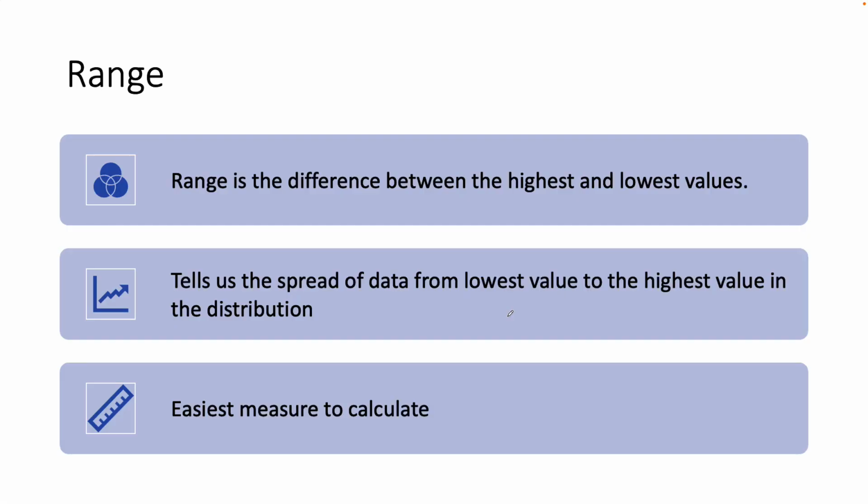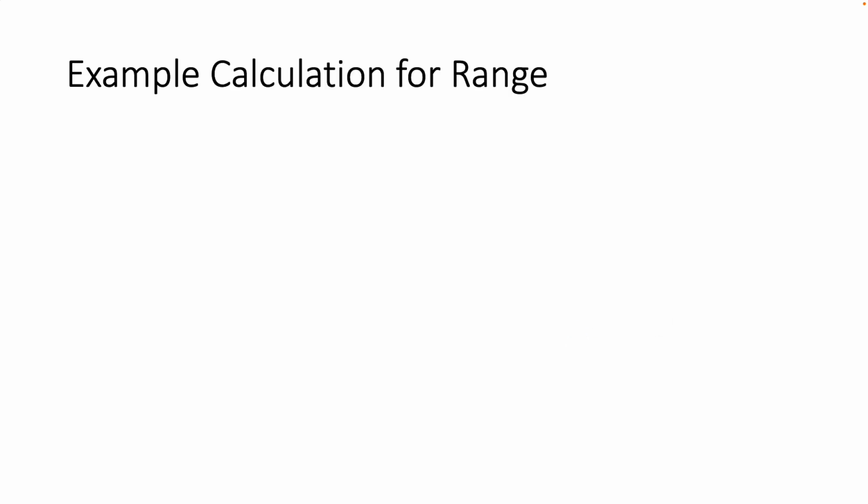Now in statistics, the range is the difference between the highest and the lowest value. It's just a difference. This range tells us the spread of data from my lowest value to the highest value in a given data distribution. As you can clearly see, it's very easy to compute. To help you understand how we normally calculate the range for a given data set, let's take up an example.